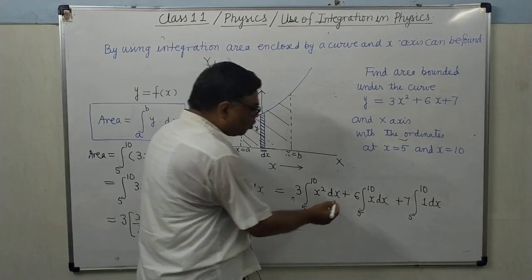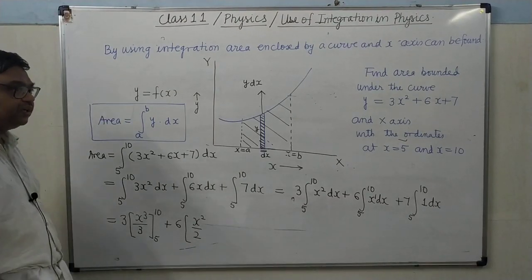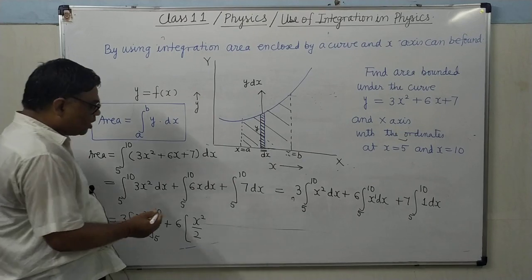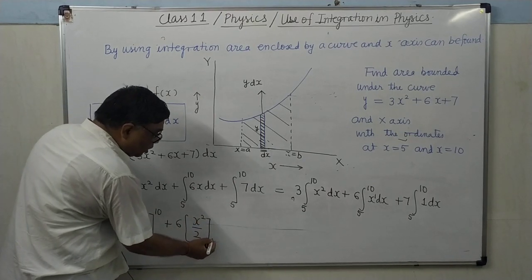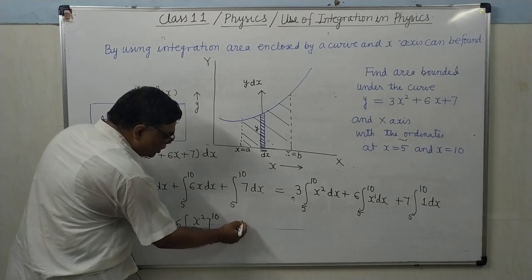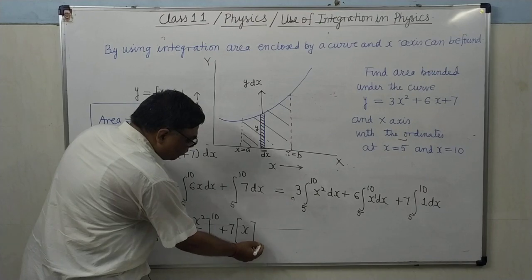Here what is the power? No power means 1 power. Already I have explained this. What will be integral x dx? So it will be x square upon 2. Limit is from where to where? 5 to 10, plus 7 integral 1 dx, we know it is equal to x. It is also 5 to 10.